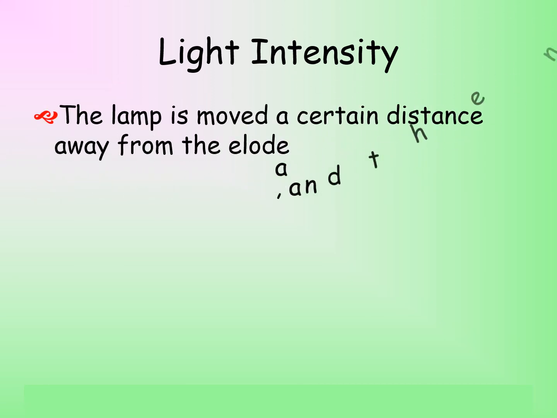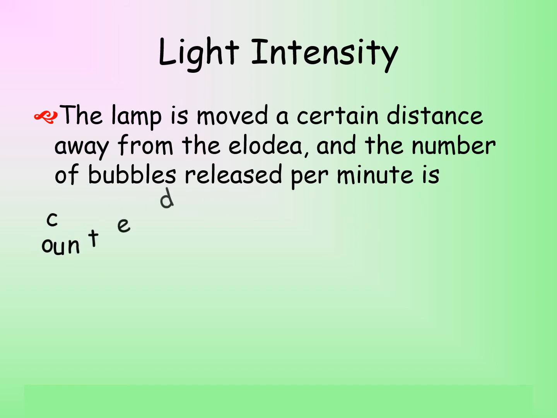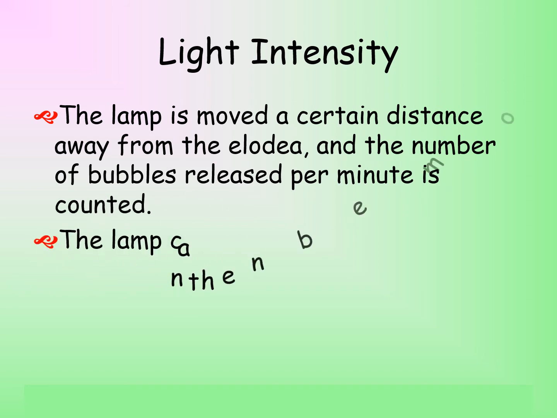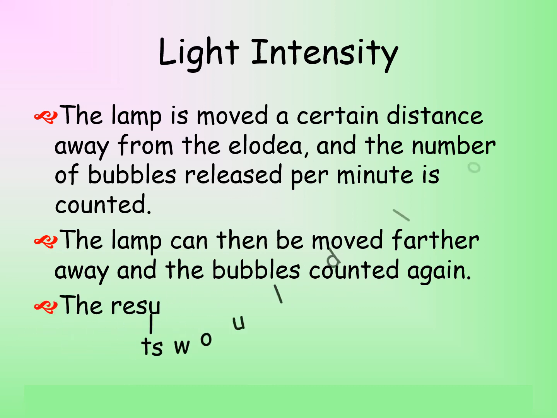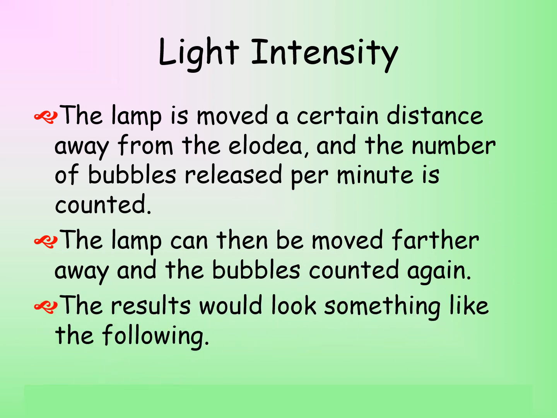So the lamp is moved to a certain distance away from the Elodea, and the number of bubbles released per minute is counted. The lamp can then be moved further away and the bubbles counted again. The results would look something like the following.